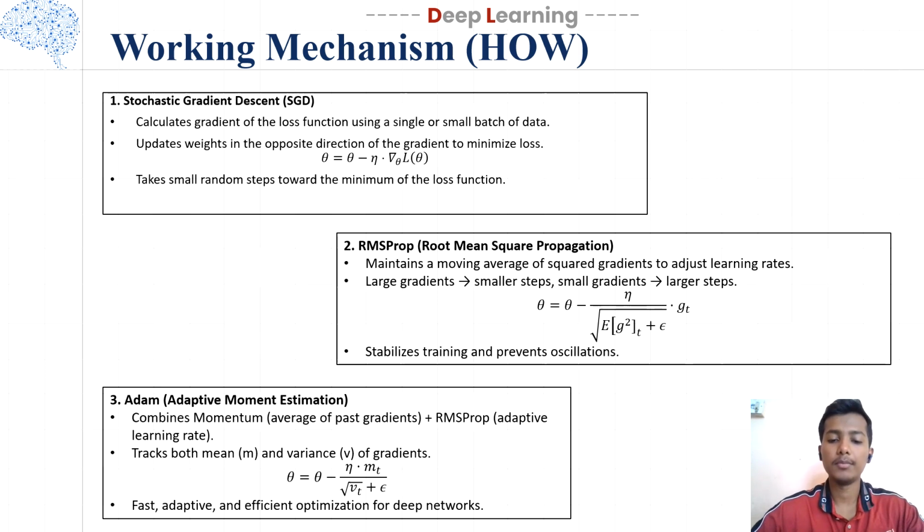The third one is Adam. Adam is the most popular because it combines the best of both worlds. It takes the adaptive learning rate idea from RMSprop and momentum, which is an average of past gradients. This helps it remember its general direction. By tracking both the mean and variance of the gradients, it's fast, efficient, and the go-to choice for most deep nets.